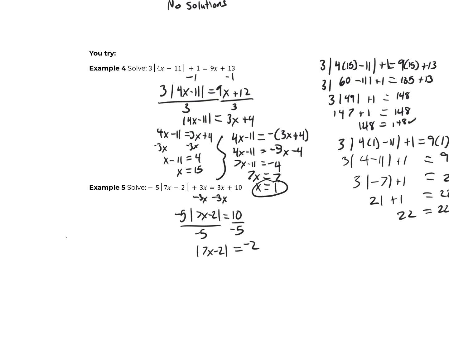Now we have an absolute value equal to a negative, so we know right away there is no number that x could be that would ever make this true. So we're going to say that x is equal to the empty set, or we could say that there are no solutions.